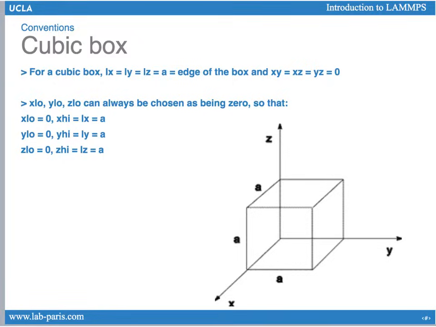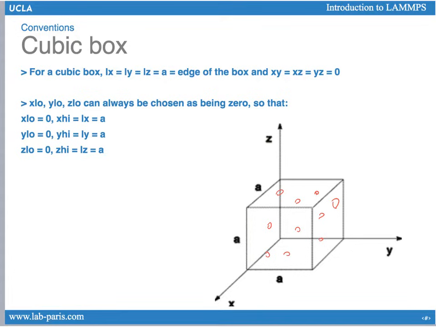So the first thing is to define the geometry of the system that you will be simulating. And this can be accomplished by defining the size and geometry of the simulation box. So the simulation box is the box where the atoms will be contained. Okay, so this is going to be the extent of the space where the atoms are able to move.